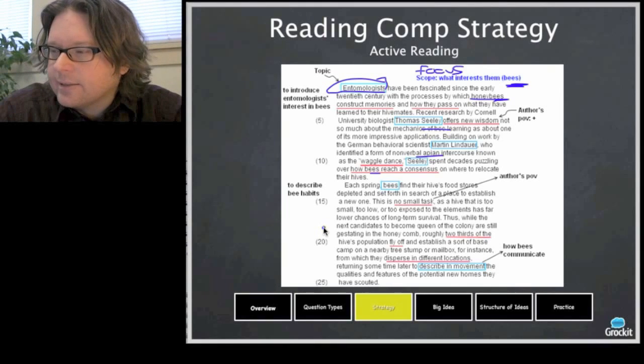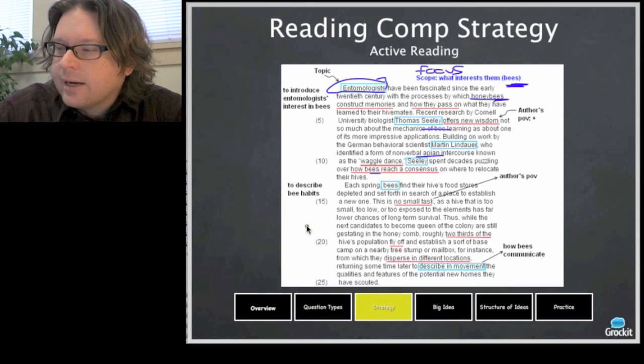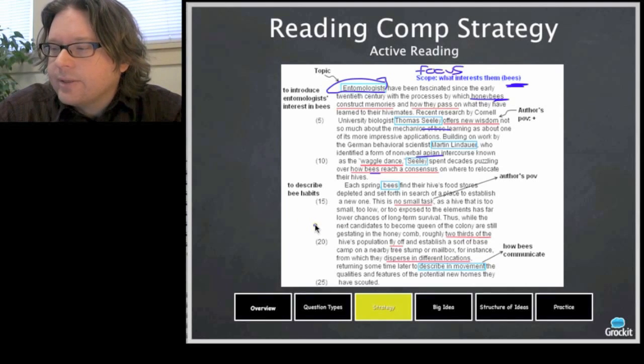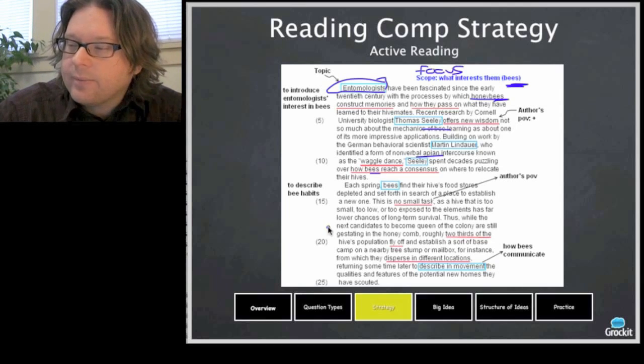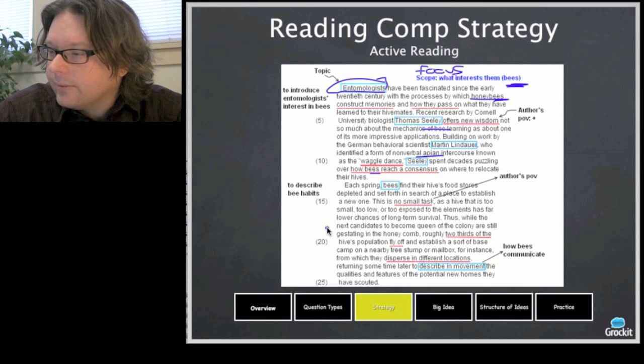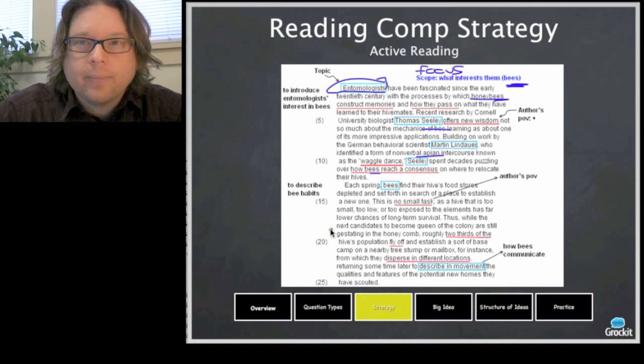Thus, while the next candidates to become queen of the colony are still gestating in the honeycomb, roughly 2/3 of the hive's population fly off and establish a sort of base camp on a nearby tree stump or mailbox, for instance, from which they disperse in different locations, returning sometime later to describe in movement the qualities and features of the potential new homes they have scouted.